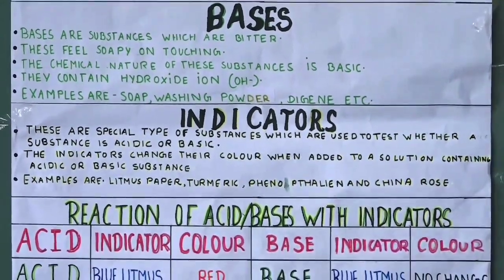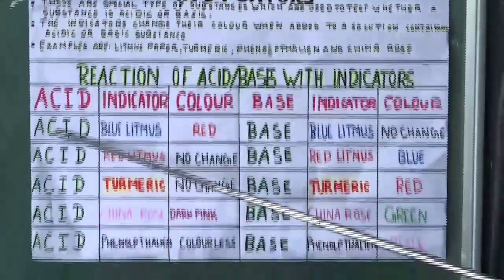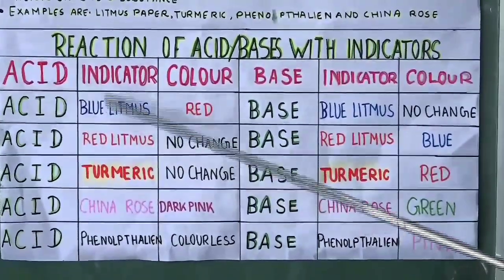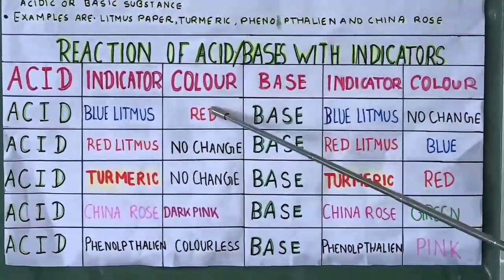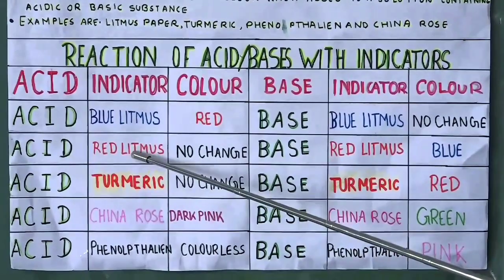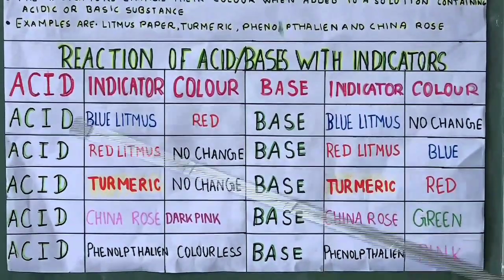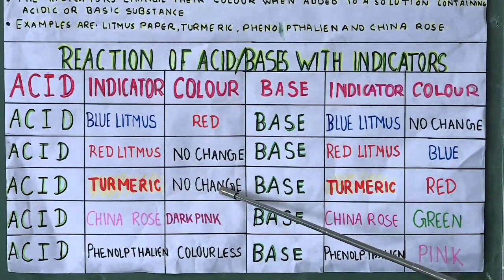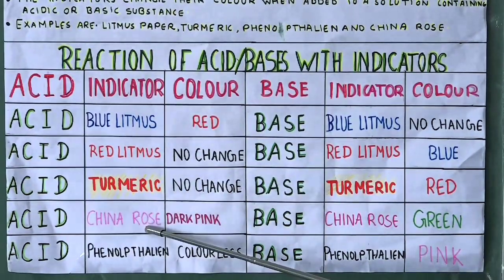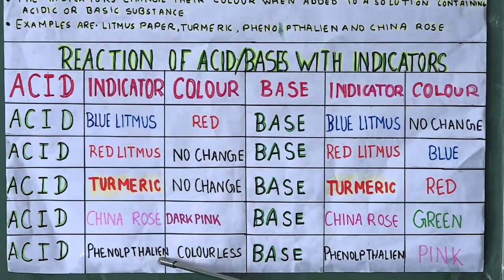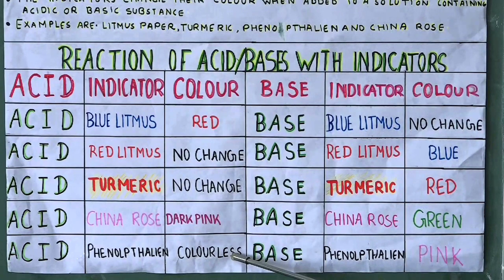Number one, if you talk about acids and indicators, acid turns blue litmus into red. With the acid, red litmus, no change. Acid with turmeric, no change. And with the acid, China rose will turn into dark pink. Acid with phenolphthalein, no change. That means it will remain colorless.